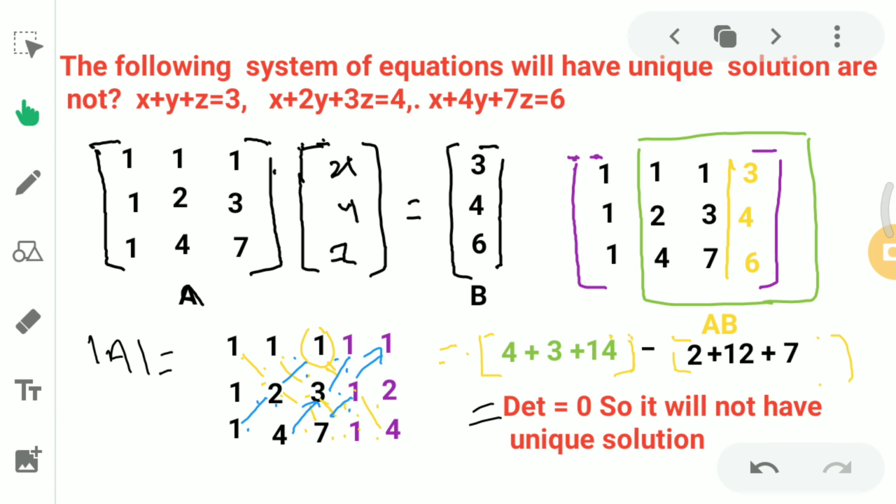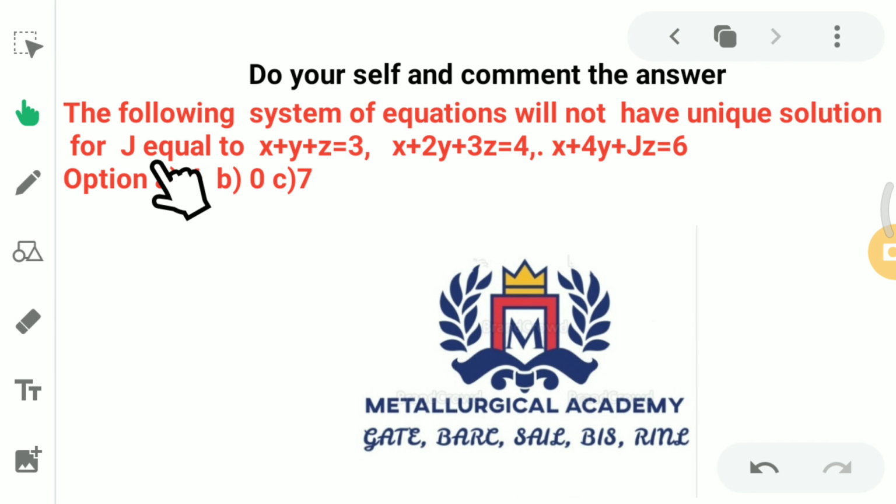We have another do-it-yourself question, friends. Here the following system of equations will not have a unique solution for j equal to what? For what value of j will this system not have a unique solution? You need to comment the answer, friends.